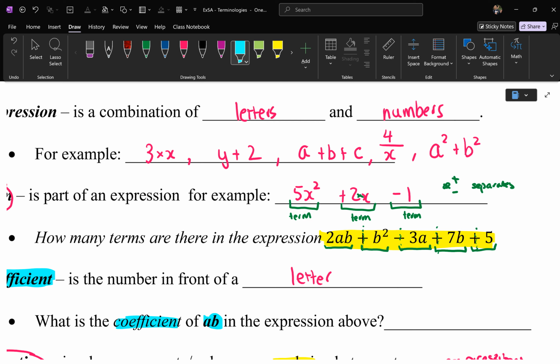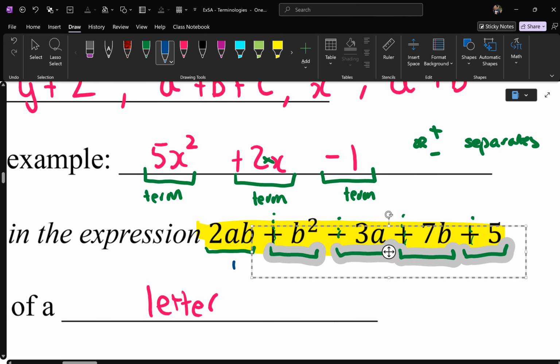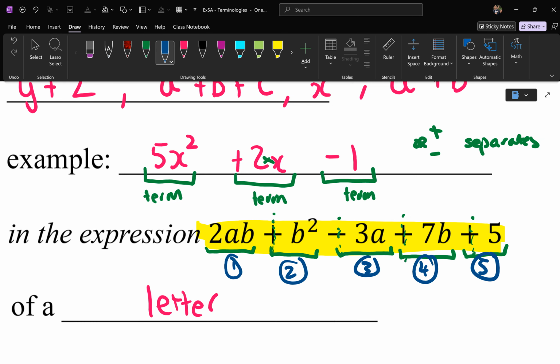So where is AB out of all these terms? We've got 5 terms there: term 1, term 2, term 3, term 4, term 5. Which term has AB together? Okay, because they're saying it's the coefficient of AB. Now, hopefully, as you're scanning through all 5 of them, there's only one that has AB. This has AB. The other one doesn't.